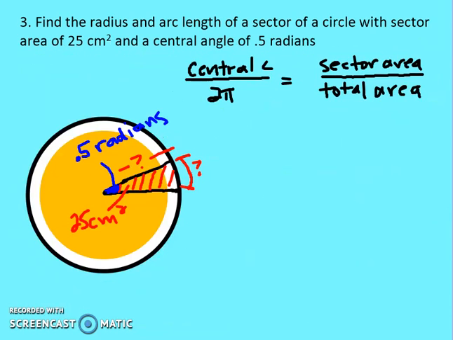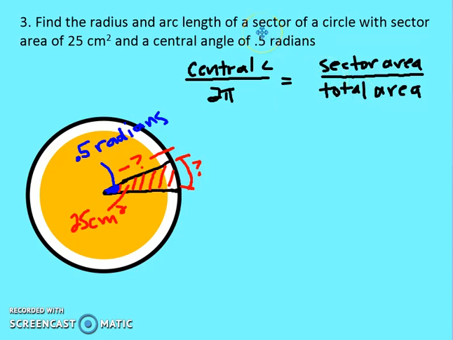Last problem: we're going to find the radius and arc length of a sector of a circle with sector area 25 centimeters squared and a central angle of 0.5 radians. This time we're going to start with our proportion. Central angle over total number of radians in a circle is equal to the sector area over the total area of the circle. We're doing that because we want to find out what the radius is, and we're going to back the radius out once we find the total area of the circle.